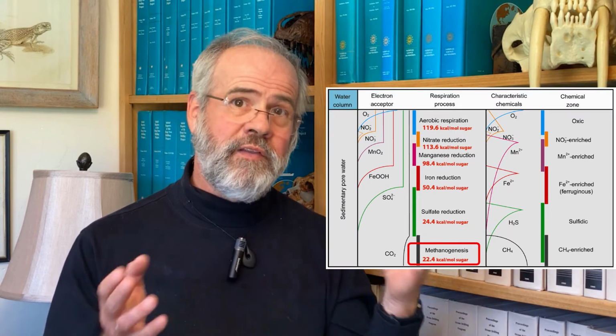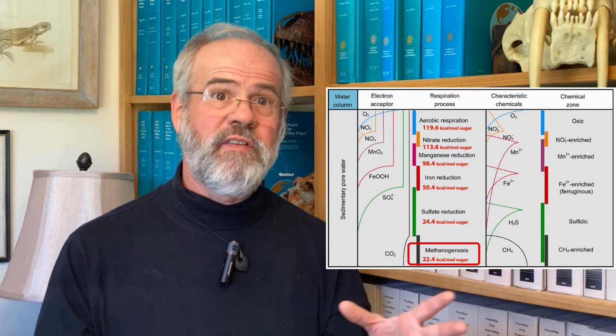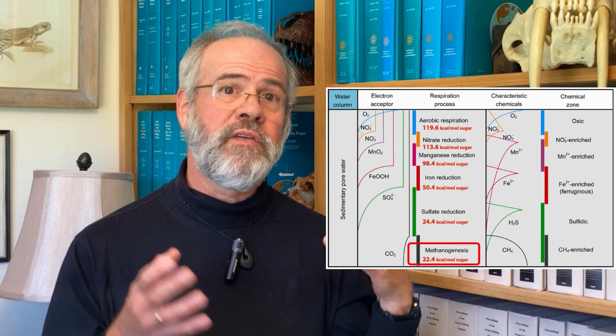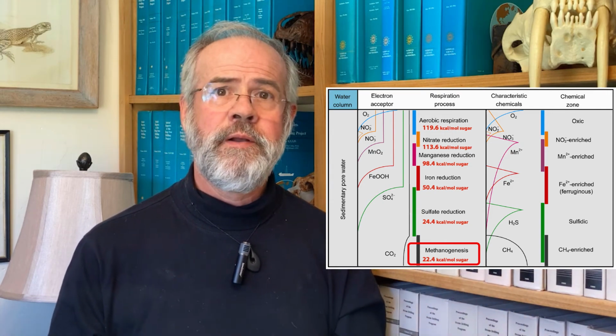Then, after the sulfate's gone, metabolic systems like methanogenesis, making methane, still work. But methanogenesis is terribly inefficient, producing only 22 kilocalories of energy per mole of sugar. So these anaerobic microbes do not destroy organic matter very well.